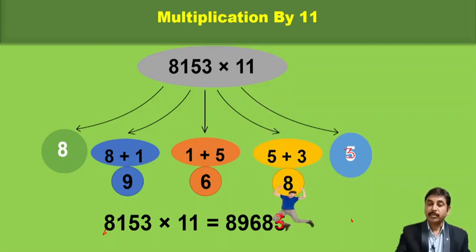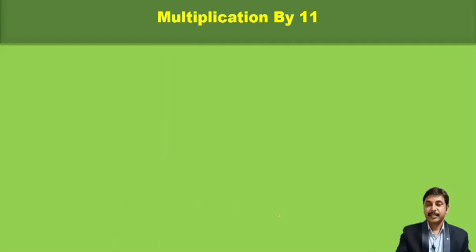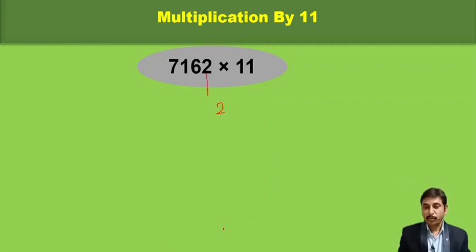Okay. Now, very good. Now what we can do here, if you want to save time, so what I will do here, so this is 2 as it is. Now mentally 2 plus 6, that is 8. 1 plus 6, that is 7. 7 plus 1, that is 8. And finally 7 as it is. This will be your answer.